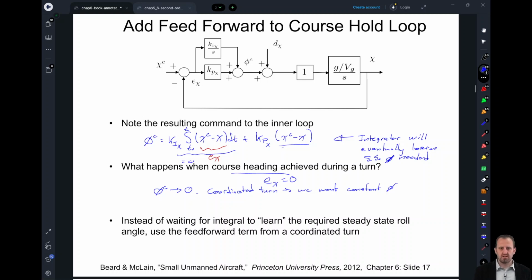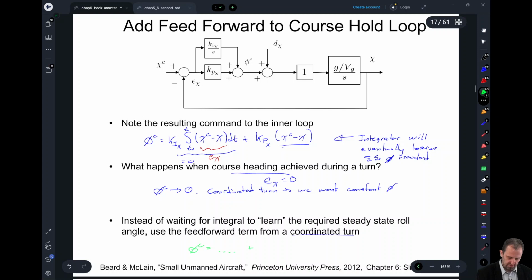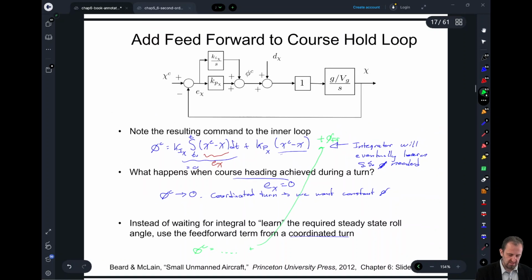But why wait for the integral to learn when we already know about coordinated turns and we can get a really good estimate for what that value of phi should be in order to keep in that turn? So instead of waiting for the integral to learn, we can use a feed-forward term that we calculate using our coordinated turn. I'm just going to write it in green up above. So phi sub c is equal to plus, and we're just going to pass in a feed-forward term. We already have a desired value for phi, so let's pass it in as the basis for our command, and then we'll let the integral adapt from there.